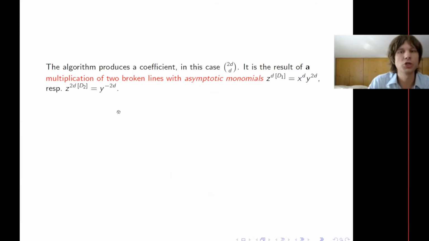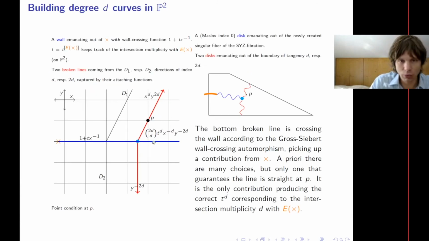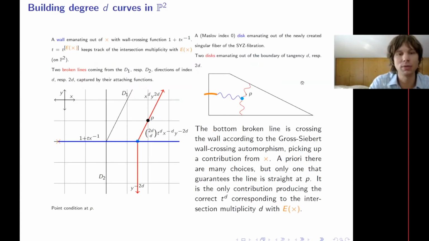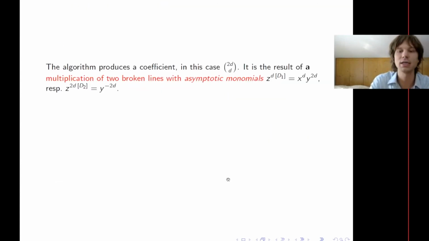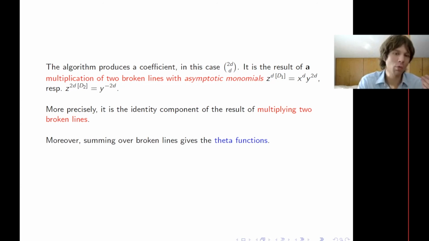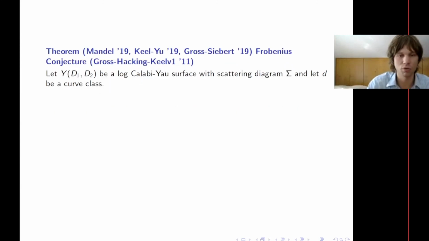So we produce a coefficient. This is the result of a multiplication of two broken lines. So this broken line with this broken line, they had asymptotic monomials, which were dictated by the intersection multiplicities with the divisors and the directions of the divisors. And to be a little bit more precise, we're really looking at the identity component of the result of multiplying two broken lines. And if you sum over all the possibilities of doing this, then each asymptotic direction corresponds to a theta function, and then we multiply two theta functions.